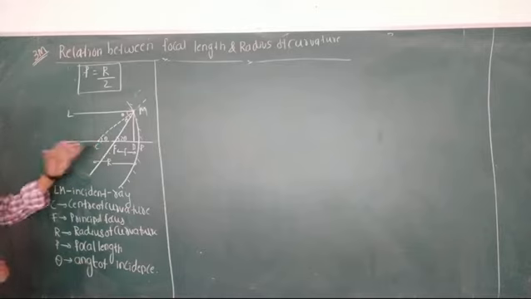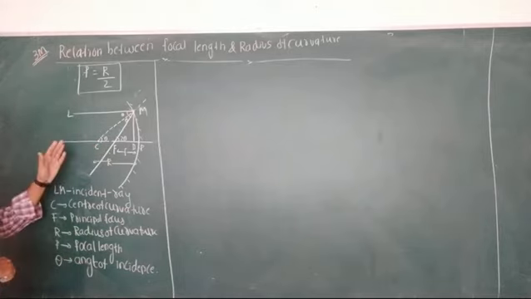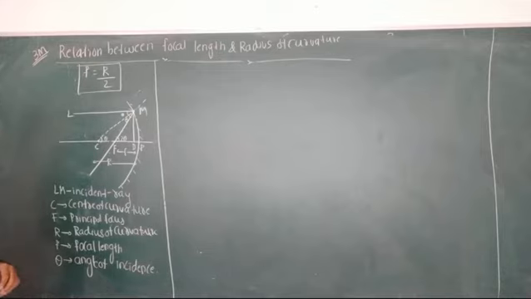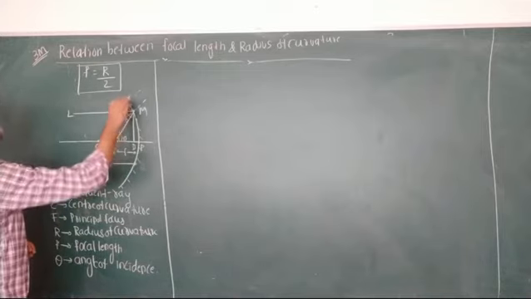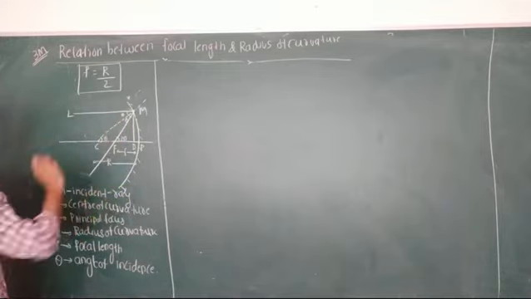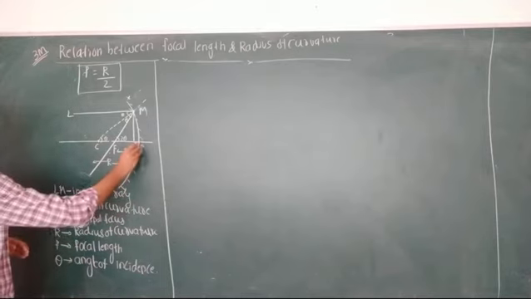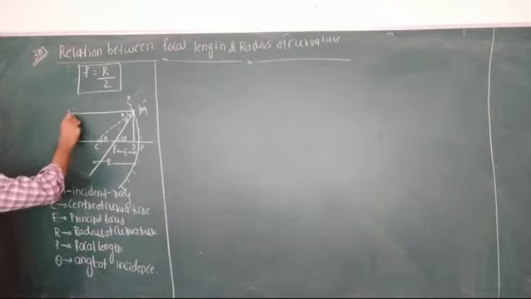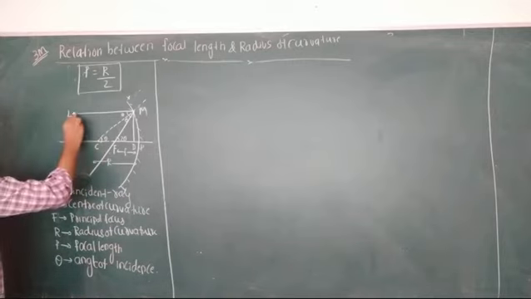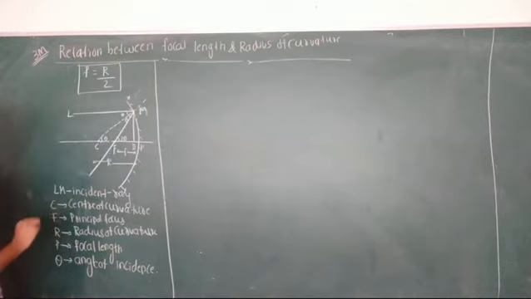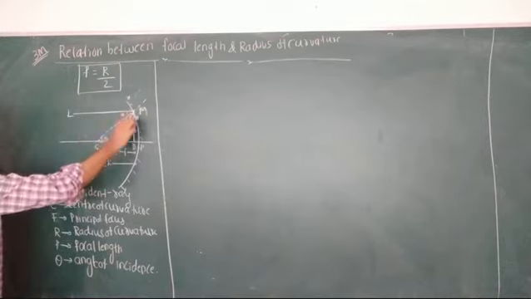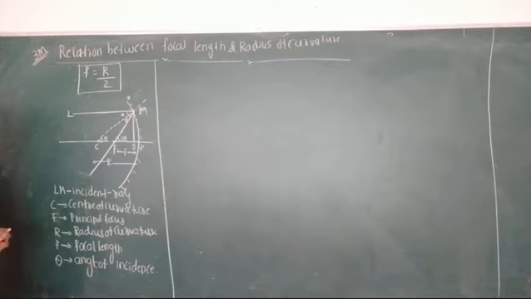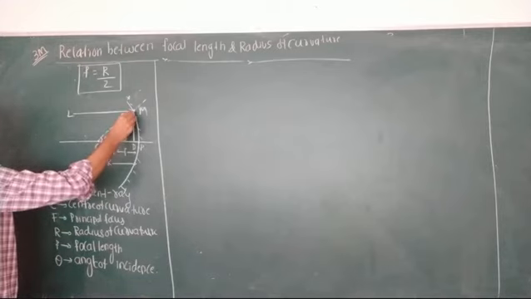Now this is the diagram for the relationship between the focal length and the radius of curvature. Imagine that XY is the concave mirror. Let P be the pole of the concave mirror. Here LM is the incident ray. One ray LM is incident on the concave mirror. At the point where it is incident, we draw a normal.